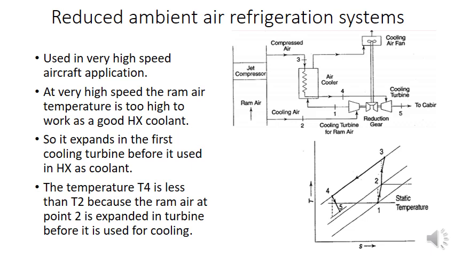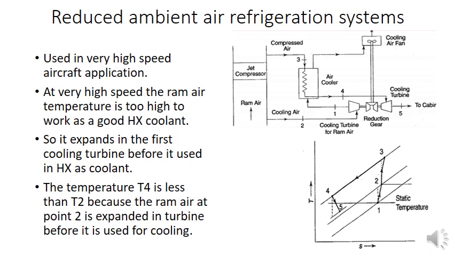So it is to be used in very high speed aircraft applications, where the ram temperature is too high to work as a good coolant. Air expands in the first cooling turbine before it goes to the heat exchanger as a coolant. Temperature is less than the initial temperature of the ram air. So in that, temperature 5 is the point where it is to be supplied to the cabin.